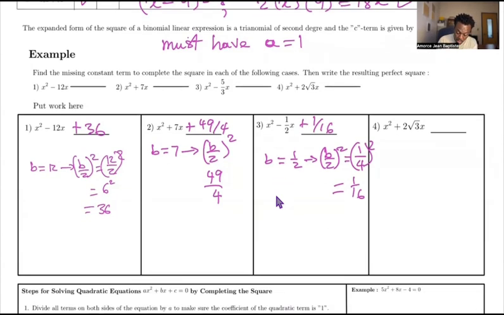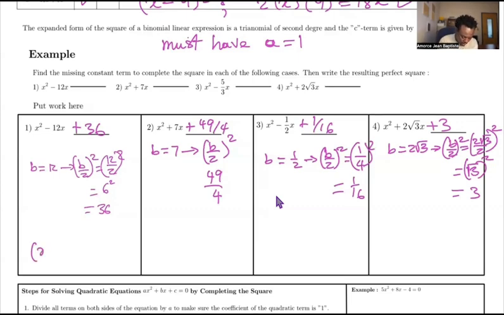And here b equals 2 square root of 3. So b over 2 will be 2 square root of 3 over 2, that is squared. So the square root of 3 squared equals 3. And the perfect square would be here, the square root of x squared is x, minus sign, and then the square root of 36, 6 squared. So that would be the square.